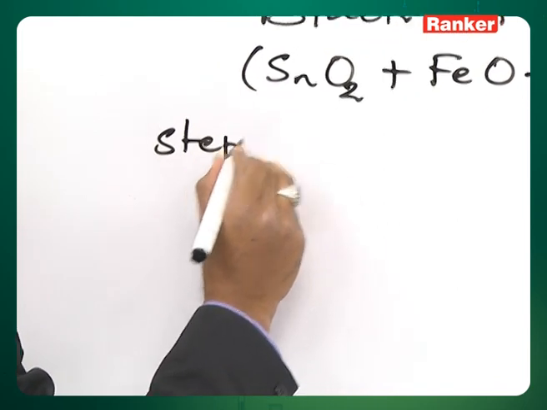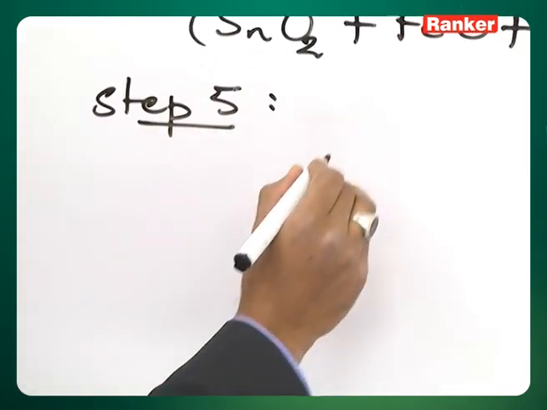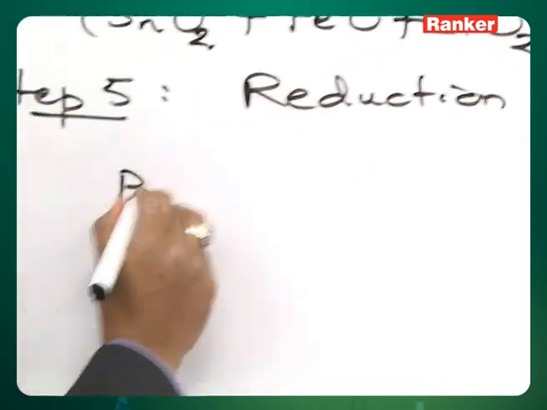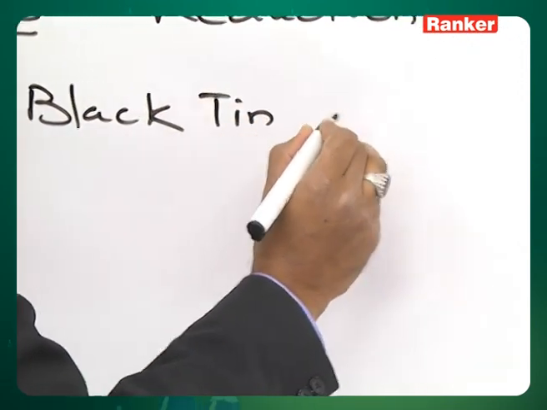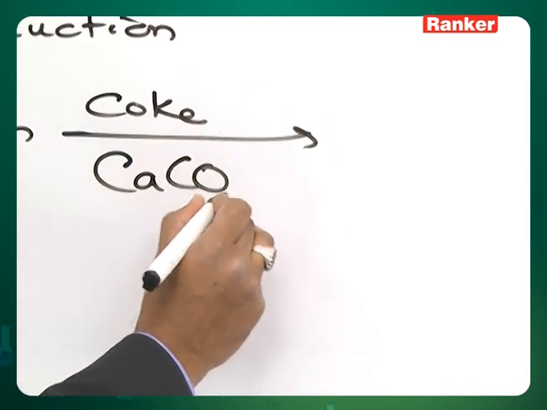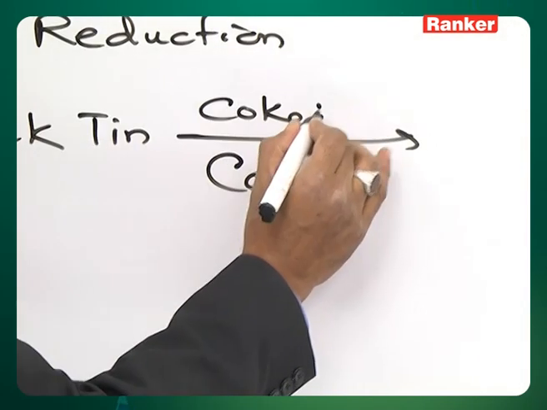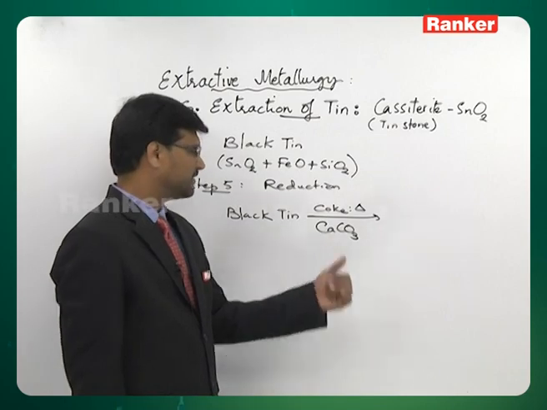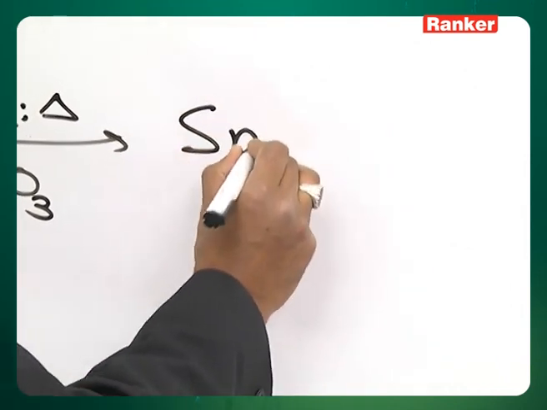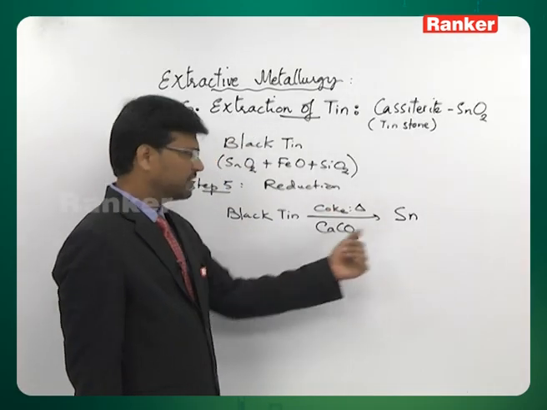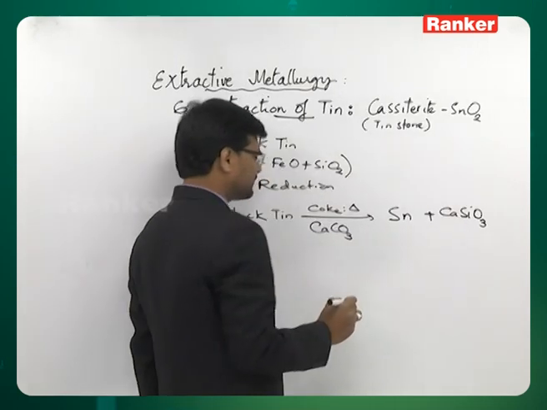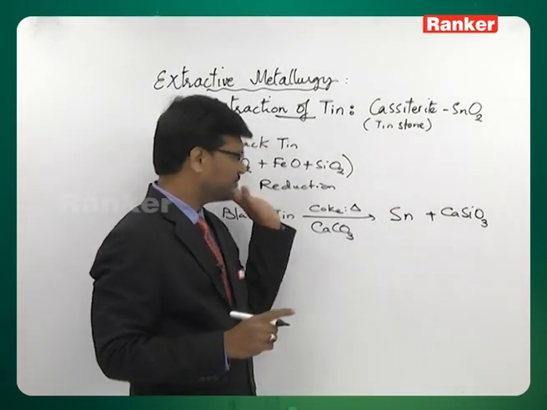Now the next step, step 5, is reduction. Here, black tin is heated with coke in the presence of CaCO3. I hope you understood that CaCO3 during heating will produce calcium oxide. This will act as a flux, obviously, to remove SiO2. So you get Sn. Coke will reduce SnO2 to Sn. Then you get calcium silicate. This is due to the reaction of calcium oxide with the SiO2 impurity.